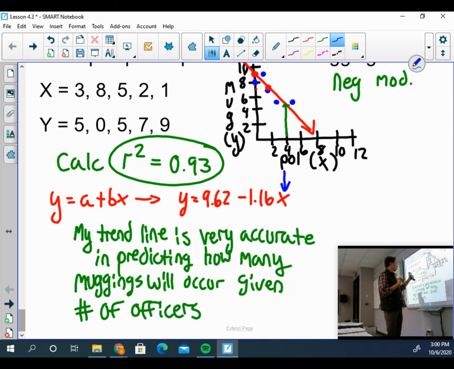Then the coefficient of determination, R squared: how accurate is that trend line? Okay? How accurate is that trend line?